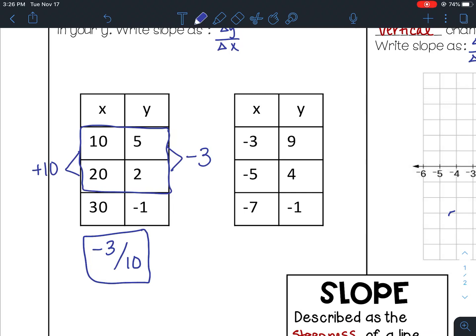We're going to do the same thing here. I'm going to use my first 2 points. It shouldn't matter what points you use, but here we go. From negative 3 to negative 5, I am adding 2. From 9 to 4, I'm minusing 5. Again, we're going to write it as a change in y over our change in x. Negative 5 over 2.